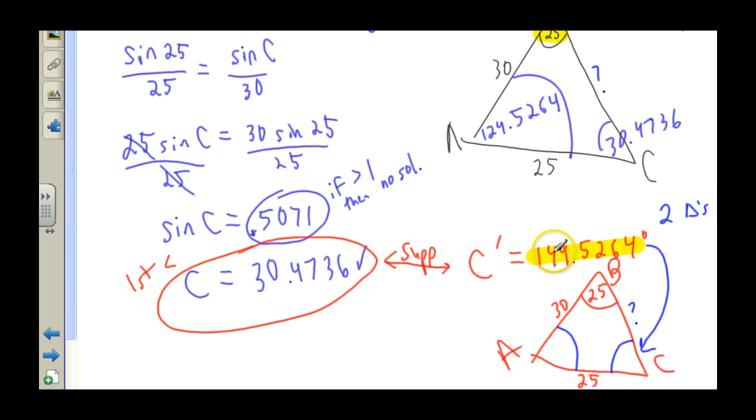The reason is because the first angle we solved for, we took its supplement. See, the thing is, if you type in sine of 30.4 in your calculator, you get 0.5071. If you type in sine of 149, you get 0.5071. The sine of both of those supplementary angles is the same. And we just haven't been given enough information to tell whether or not this is the triangle or this is the triangle, so we just produce both of them as our answers.